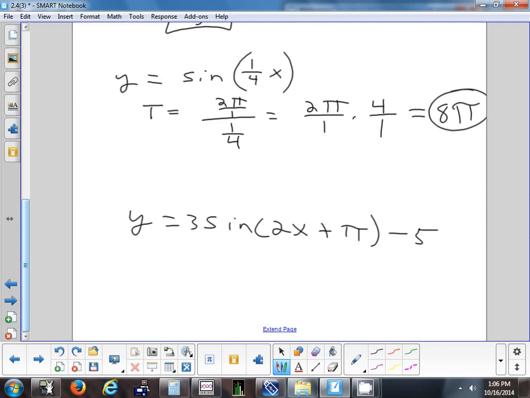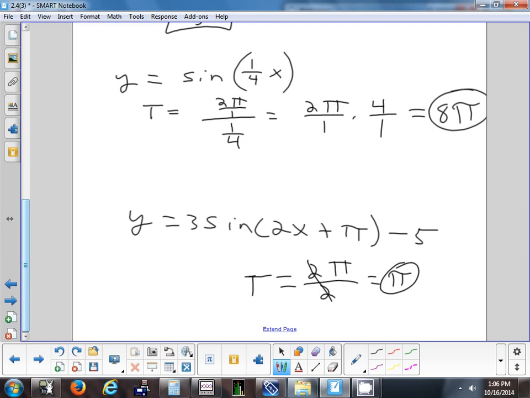2x or 2? No, 2's omega. 2's not the period. Oh, pi. The period is 2 pi divided by omega, which in this case is 2. This was more similar to the first problem we did. Okay. What does the negative 5 on the end do? Shifts the graph vertically. Which way? Down 5. Nothing to do with the period.